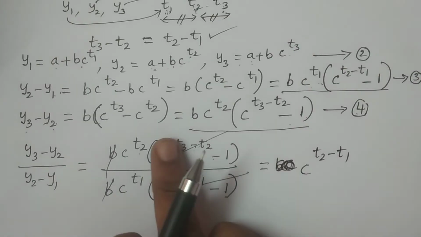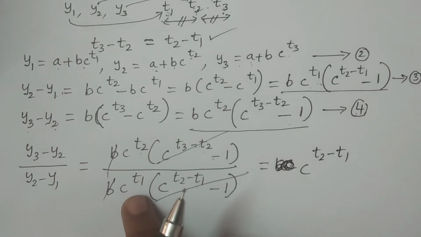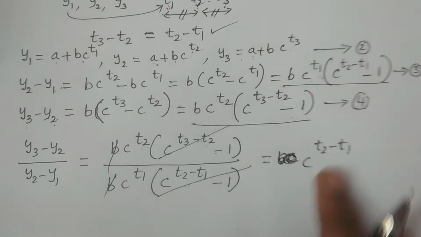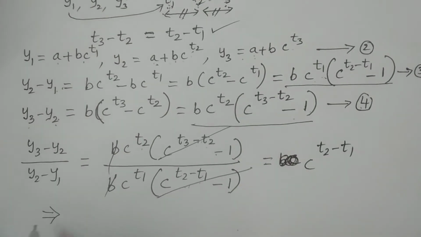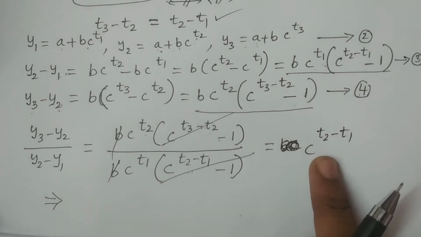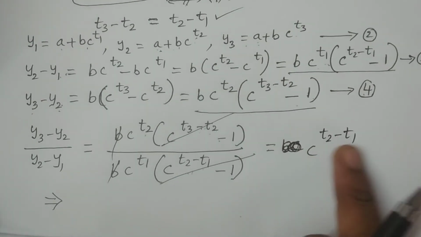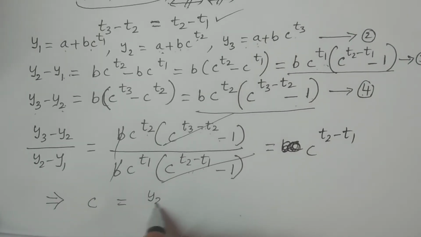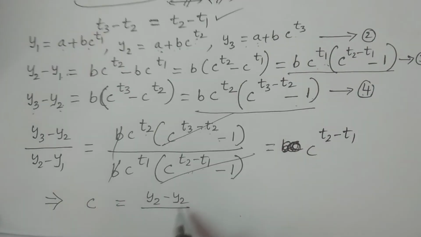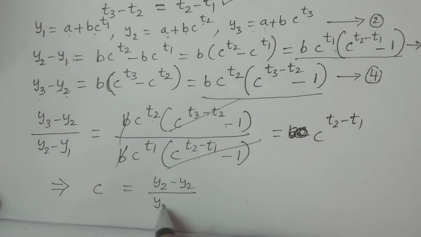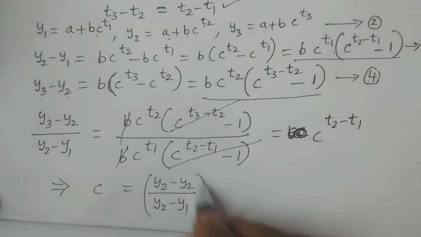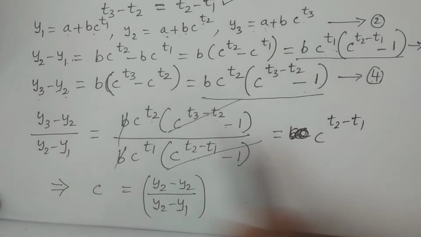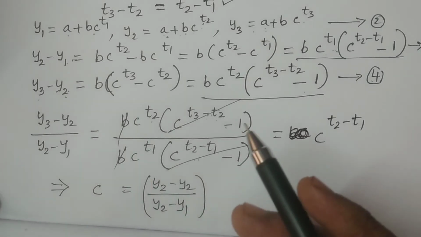C power t2, if you take in the numerator, this will be c power minus t1. Therefore, c power t2 minus t1. So from this we can calculate the value of C. How? Just by taking this, for example c power t2 minus t1, then C is equal to y3 minus y2 divided by y2 minus y1, the whole power, say x power m. It is equal to this, x is equal to this whole power 1 by m.